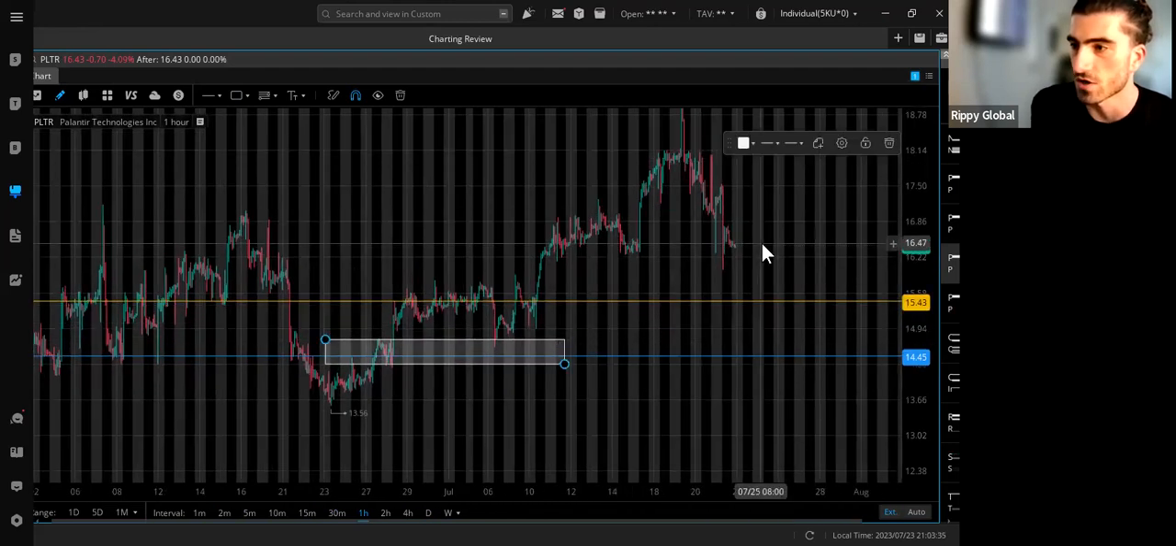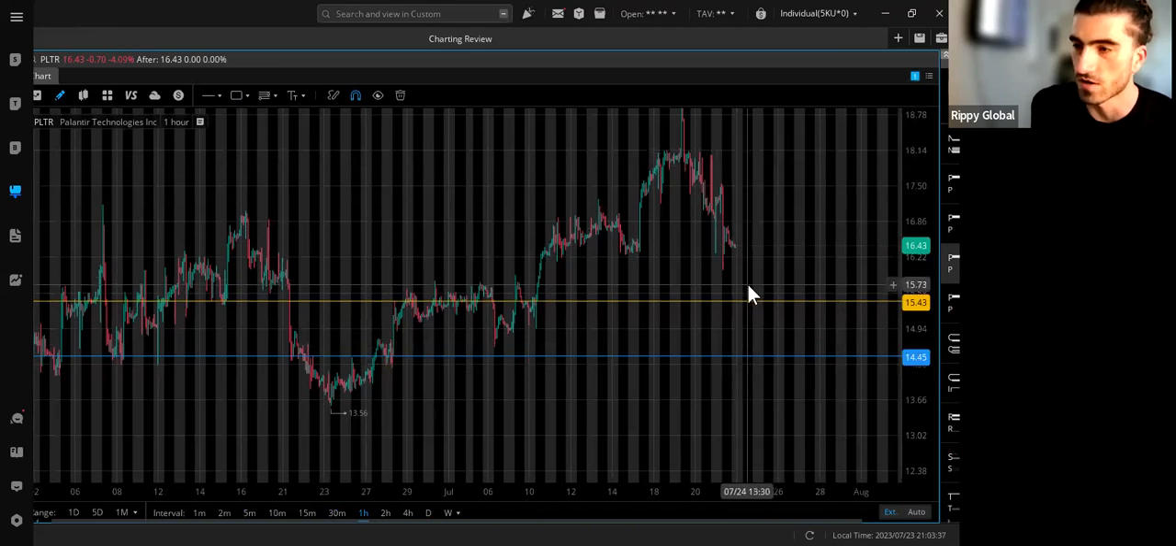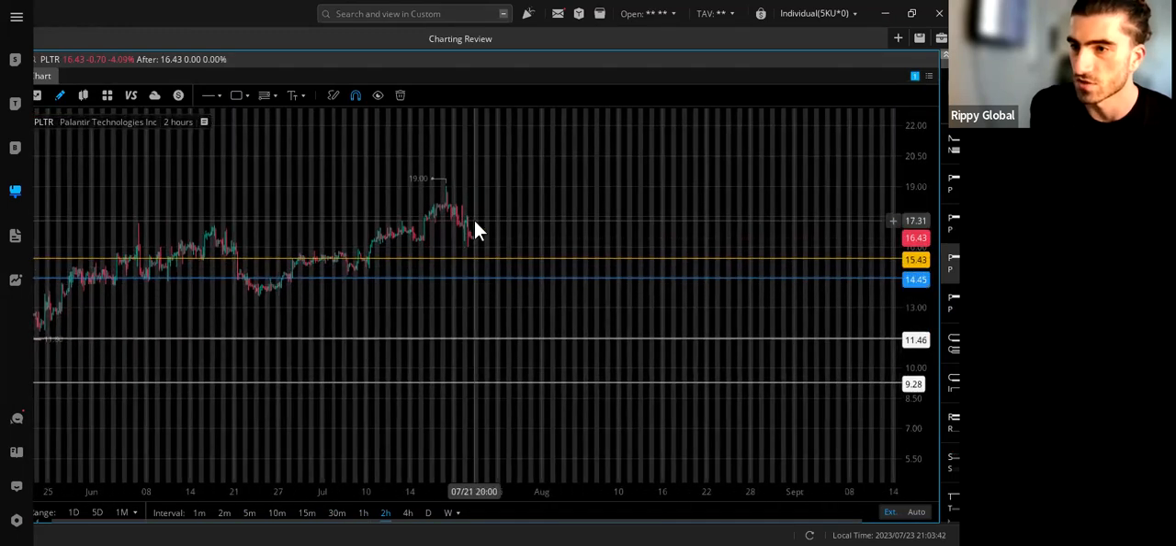Main support I'd be watching is the 15.4, break under that 14.45. If you're looking for a level for the resistance, just focus on the previous tap outs, roughly $18 a share to $19 a share on PLTR.